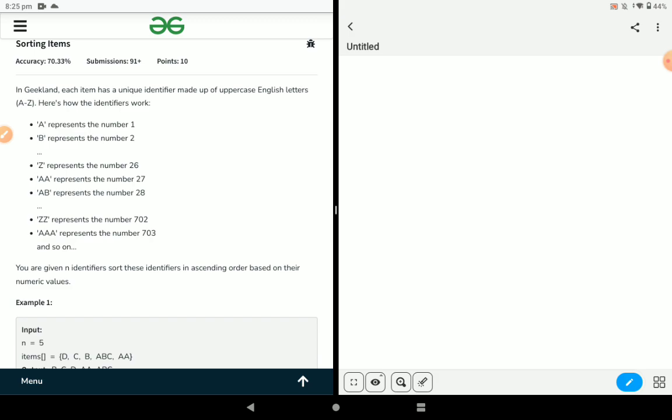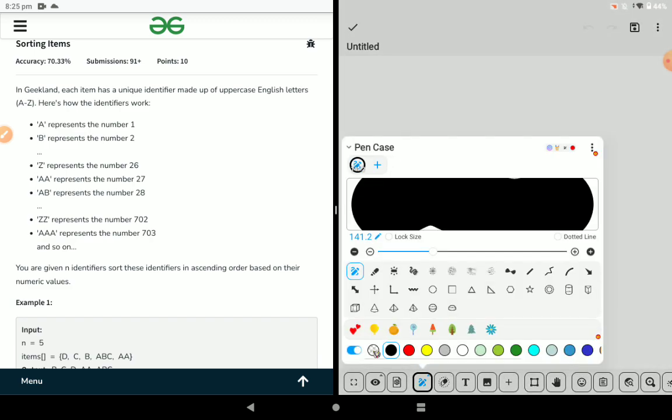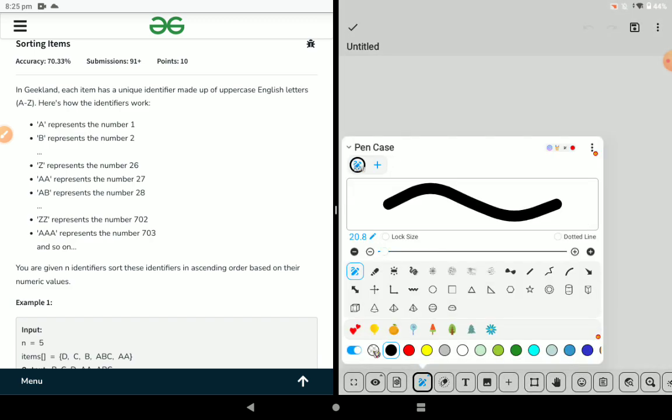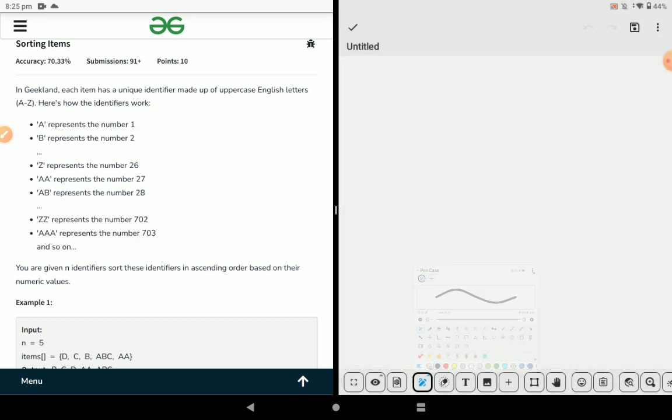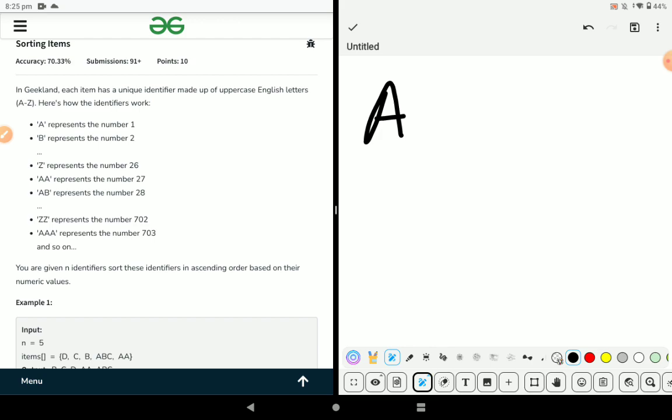In Geekland, each item has a unique identifier made up of uppercase English letters A to Z. Here's how the identifiers work. A represents the number 1, B represents 2, C means 3, and so on up to Z. 26 letters are given.